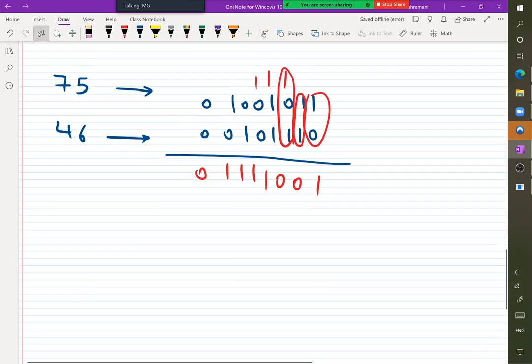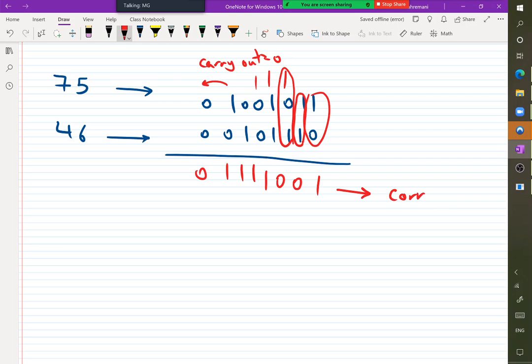But we see that we don't have any carry here. The carry was equal to 0. So the result is correct. Because we don't have any carry, the result is correct.